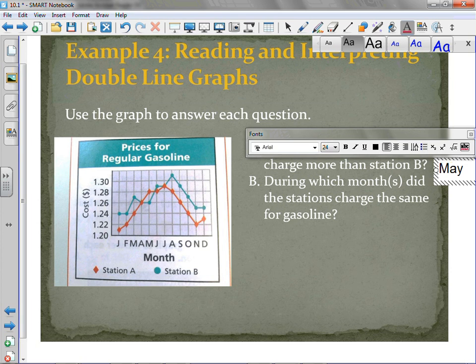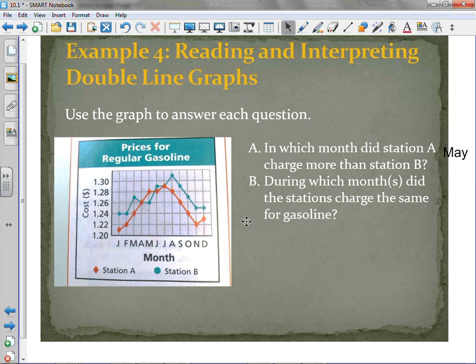During which month or months do the stations charge the same amount for gasoline? The reason why this question might be a little difficult is because when you're looking at, I'll give you one of the answers, April, you only see the diamond instead of the teal circle, but you can see that the teal circle crosses through that point, so you have to be vigilant.